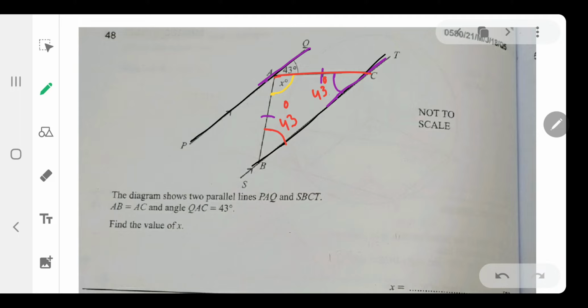So how do we find the value of x? x degrees equals 180 degrees minus 2 times 43 degrees. So 180 minus 2 times 43 is 94. The solution to this problem, which says find the value of x, is that x is 94 degrees, which is our required result.